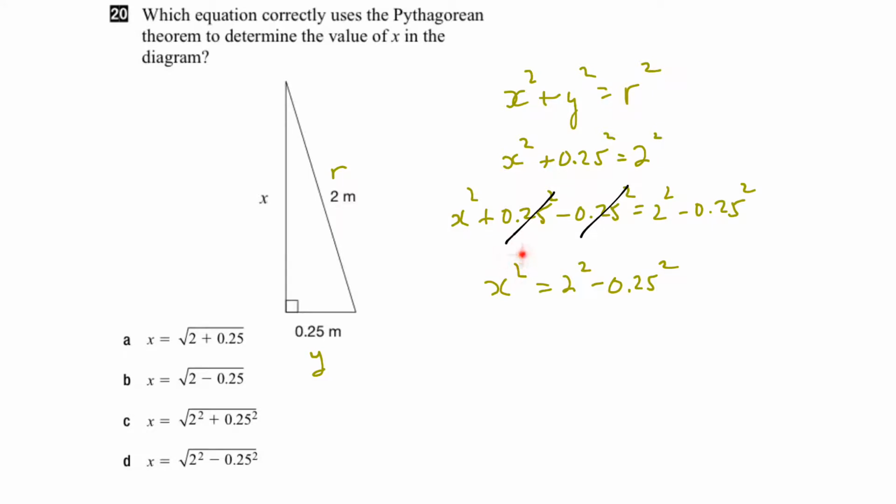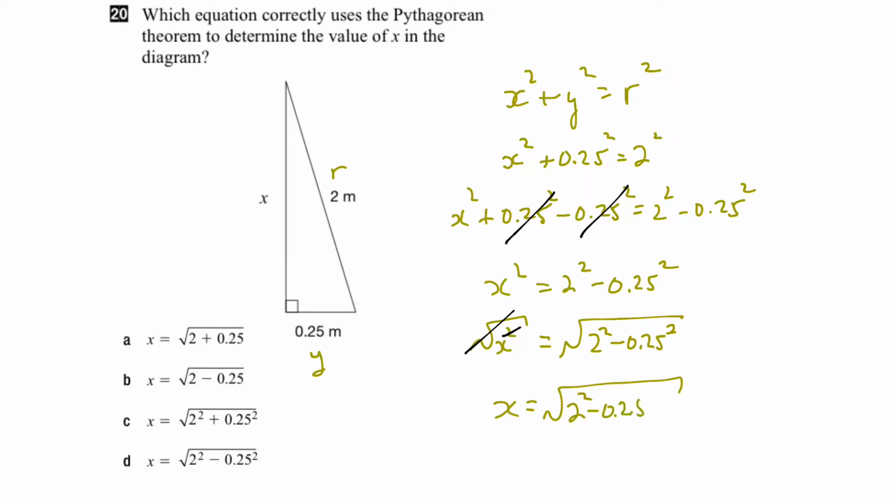Next, we have to get rid of the squared here to get x by itself. So we do the opposite operation. So the opposite of squaring something is taking the square root of something. So we'll take the square root of the left side, and we'll take the square root of the right side. And when we do that, the square and the square root cancel, leaving us with x equals the square root of 2 squared minus 0.25 squared.